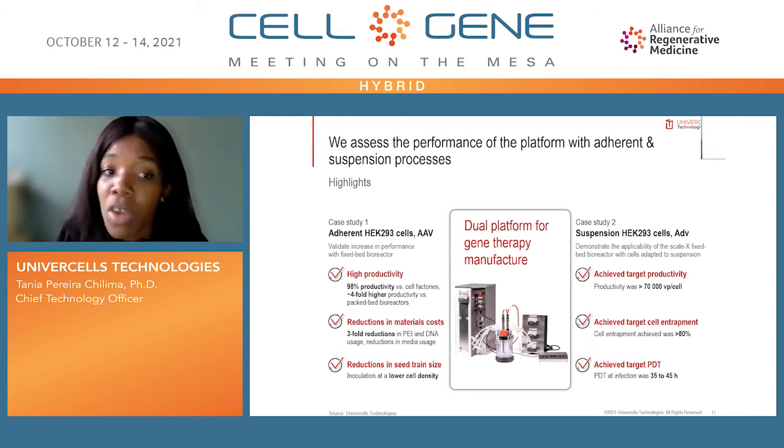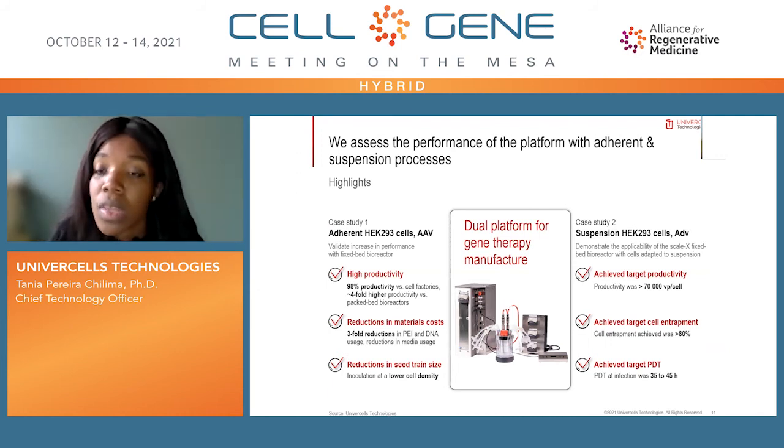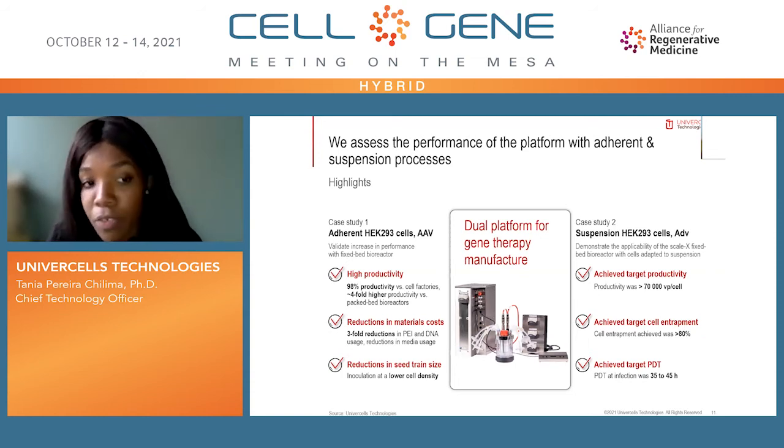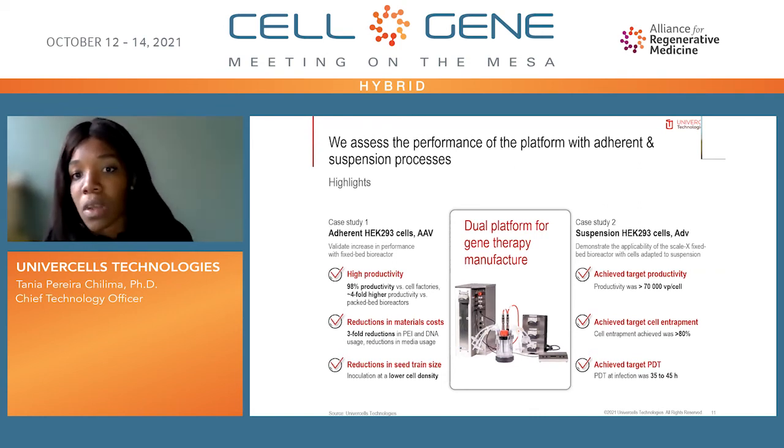We have demonstrated reductions in materials costs, so we were able to reduce the transfection density by 3-fold, and by that we reduced the amount of DNA and PEI by 3-fold. And finally, we were able to reduce the seeding density while still achieving very positive results. With that, we can reduce the inoculation density and intensify the seed train as well.